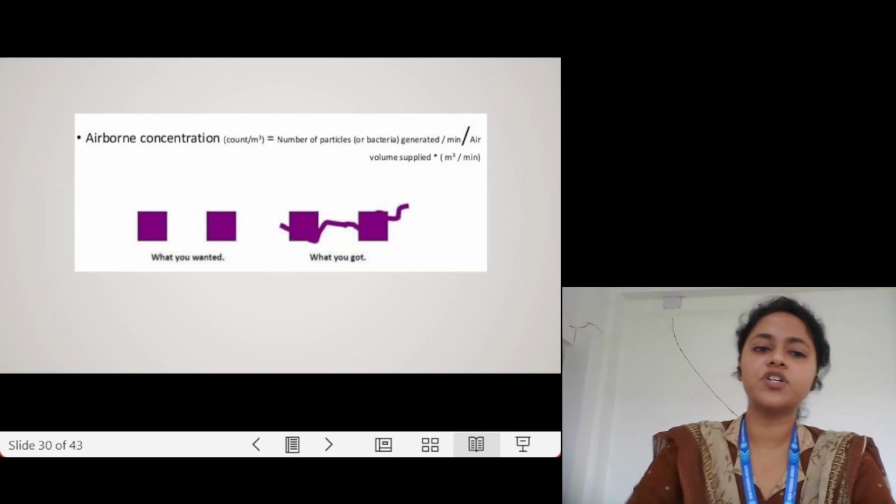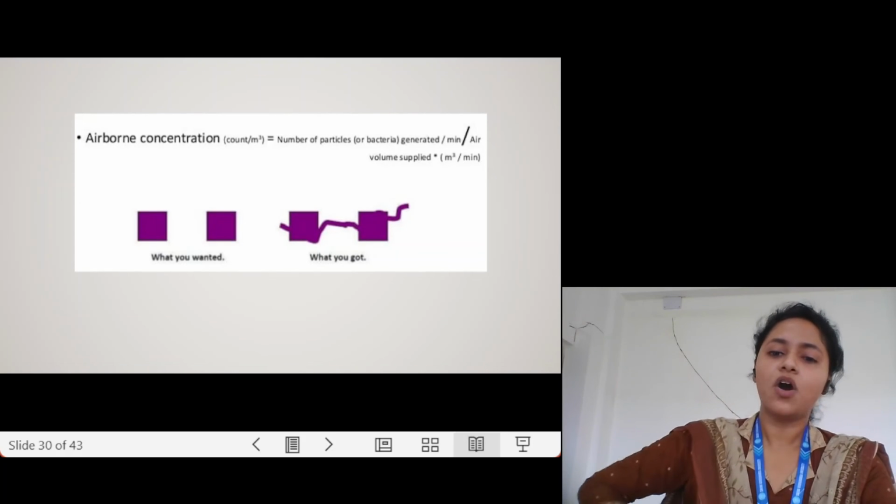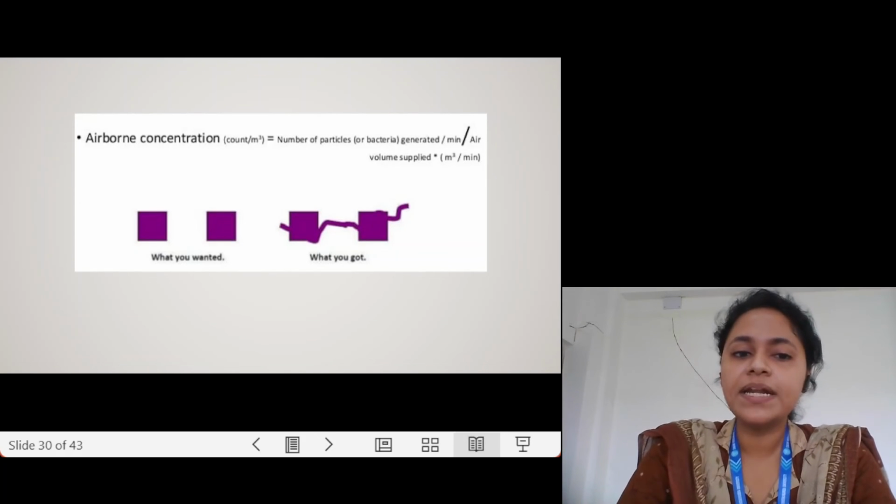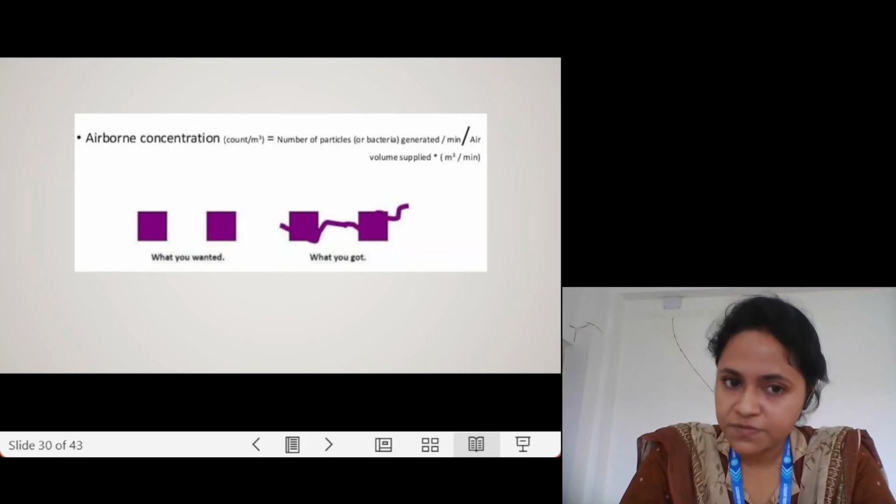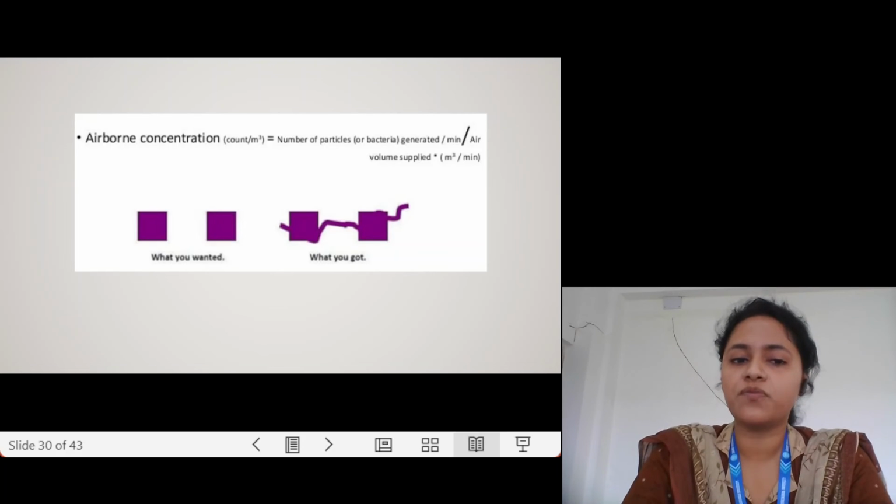So airborne concentration is basically the number of particles or the number of bacteria generated per minute divided by the total volume of the air supply.